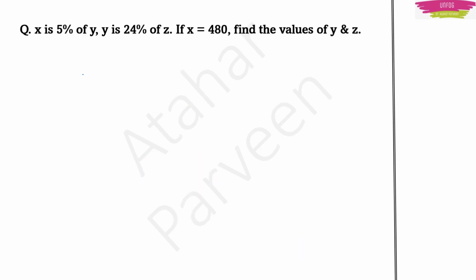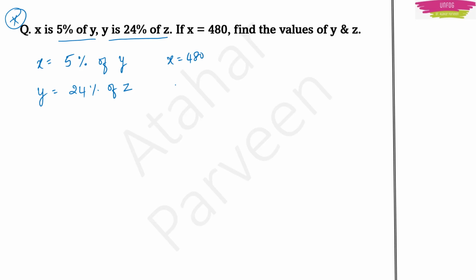Now I am taking an example of one twisted question. This type of question is very important. They may ask in HSTR or they may ask in TET also, Karnataka TET also. Okay. The question is, X is 5% of Y. Y is 24% of Z. First you write what they have given. 5% of Y is X. Okay. Y is 24% of Z. And then they have given X is 480. You have to find Y and Z.